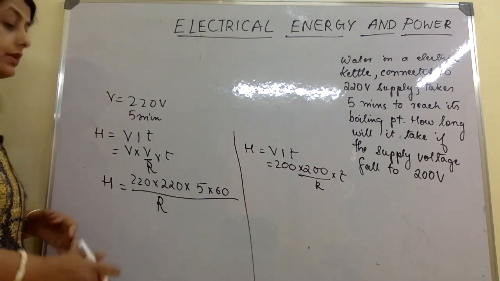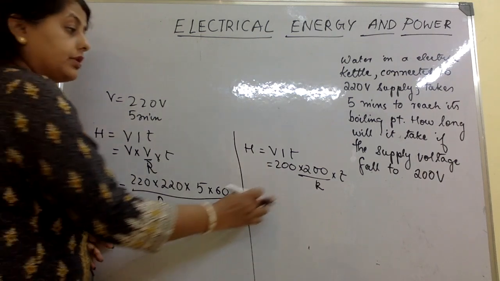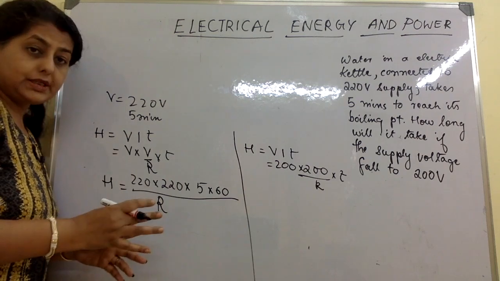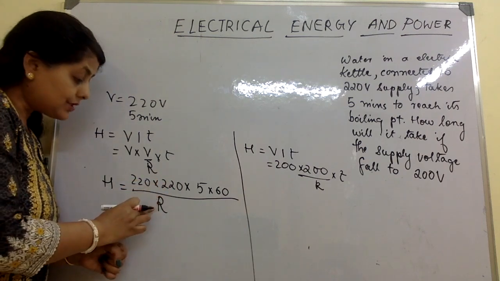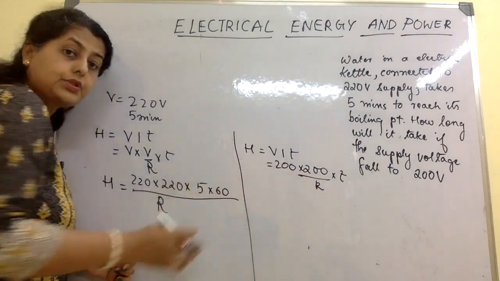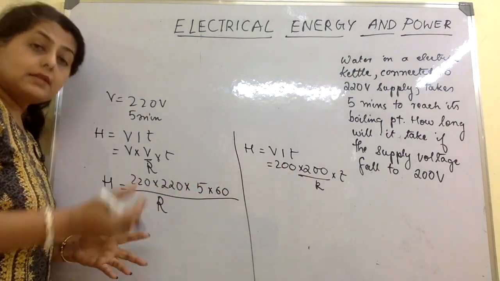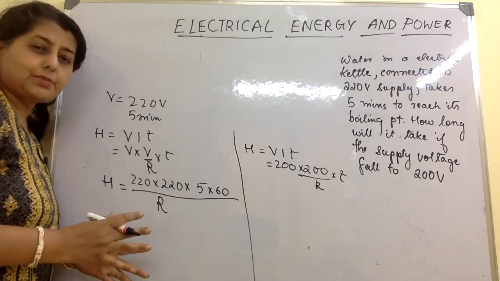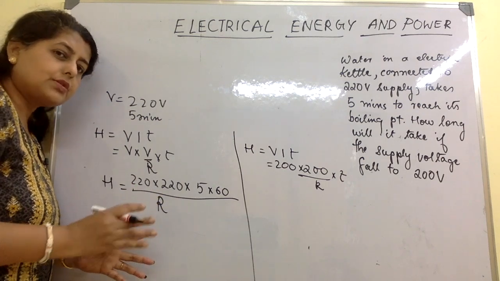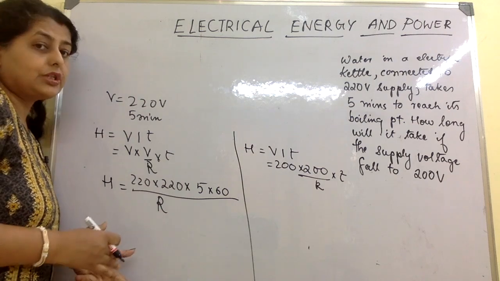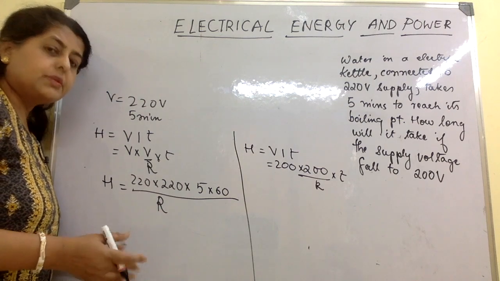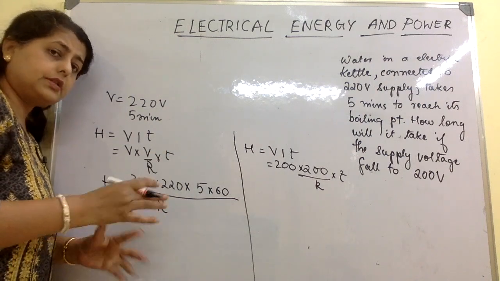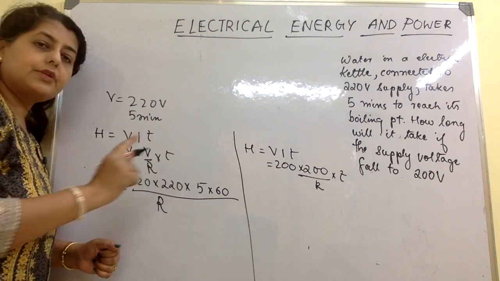Now let me tell you one thing, if I used R here, I have used R here as well. This is the fastest possible method of doing this sum. Why the same R? Because the kettle is not changing. This is one concept on which they make a lot of sums. The bulb is the same, the voltage differs, the current will differ, but the resistance will be the same. Same thing here, the voltage is differing, the current will differ, the time will differ, but what will not differ is the resistance.